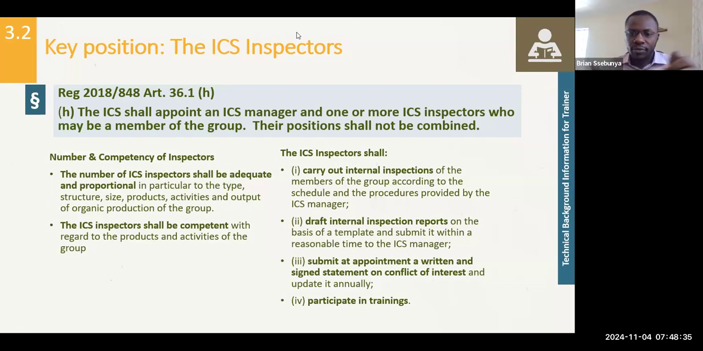For example, for training, you need to see the evidence. The conflict of interest declaration, you have to see the evidence. The internal inspection report has to be evidence. So for everything, as the ICS manager, you have to make sure that when this question is asked by the external auditor, you have evidence that it was done. For example, when they ask, are your ICS inspectors competent?